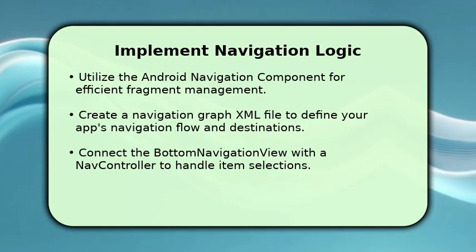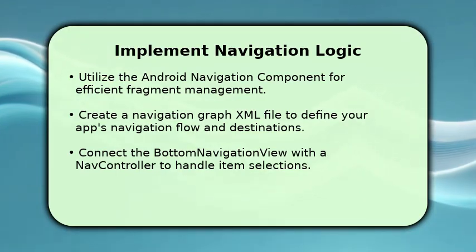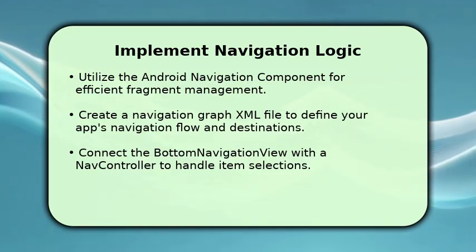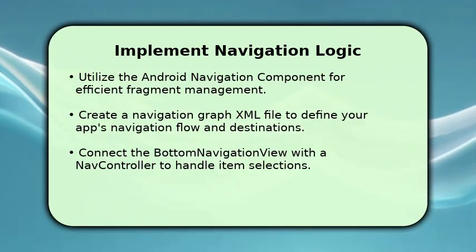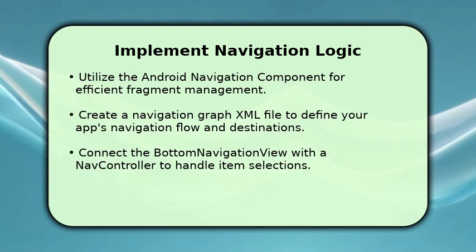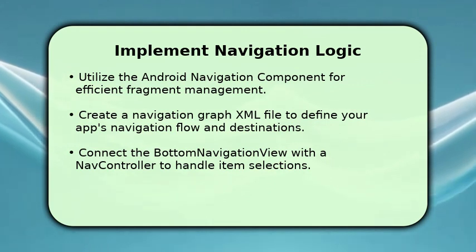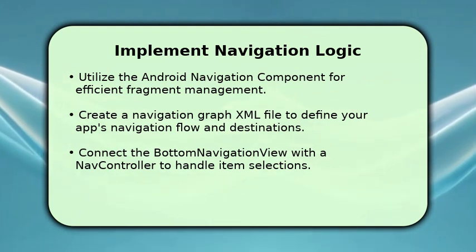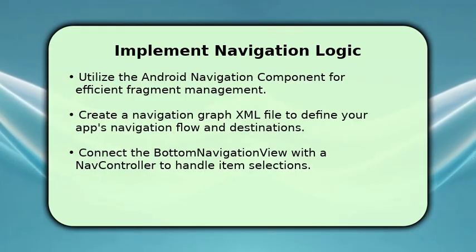In your main activity's layout, use a fragment container view to host this navigation graph. Finally, in your activity's code, connect your bottom navigation view to a nav controller. This setup allows the navigation component to automatically manage fragment transitions when a user taps a navigation item.